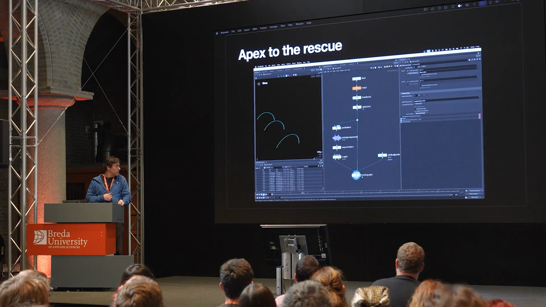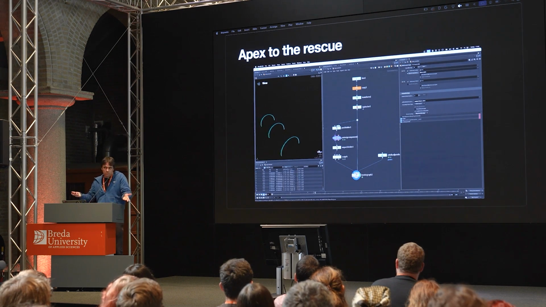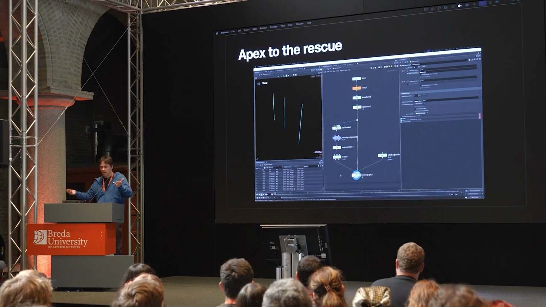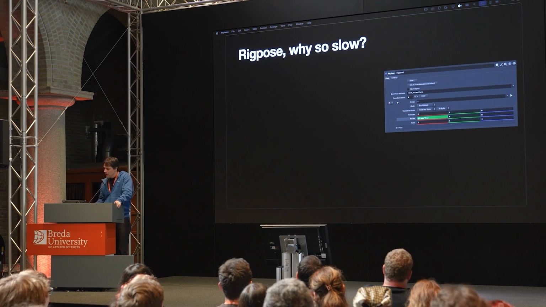But if I do the same demo using Apex, it runs at 60 frames a second pretty comfortably on this little MacBook. So this summary is kineffects is slow, Apex is fast. Any questions? No? Okay. But why is it so slow?